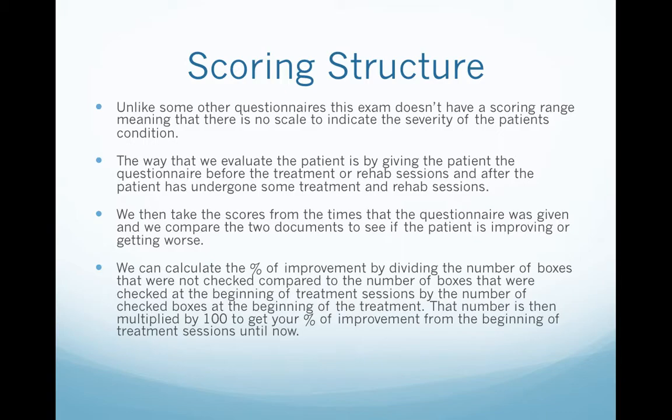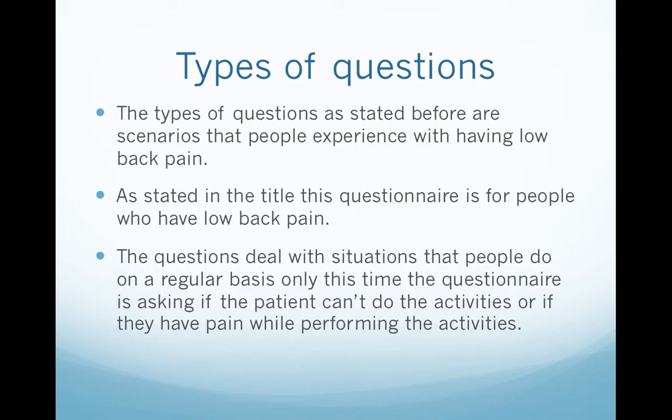We can then calculate the percent of improvement by dividing the number of boxes that were not checked compared to the number of boxes that were checked at the beginning of the treatment sessions by the number of checked boxes at the beginning of the treatment. That number is then multiplied by 10 to get your percent of improvement from the beginning of treatment sessions until now. I know that really sounds confusing, and I'm going to go back to this questionnaire.